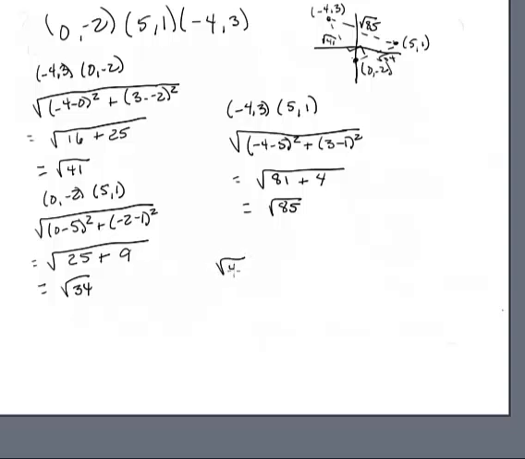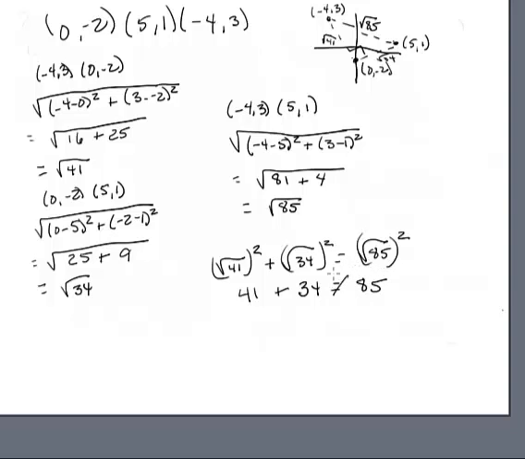The square root of 41 squared plus the square root of 34 squared. If this is a right triangle, it should equal the square root of 85 squared. Well, the square root and the square both cancel each other out, and we get 41 plus 34 equals 85. But 41 plus 34 is 75, not 85, so these are not equal.